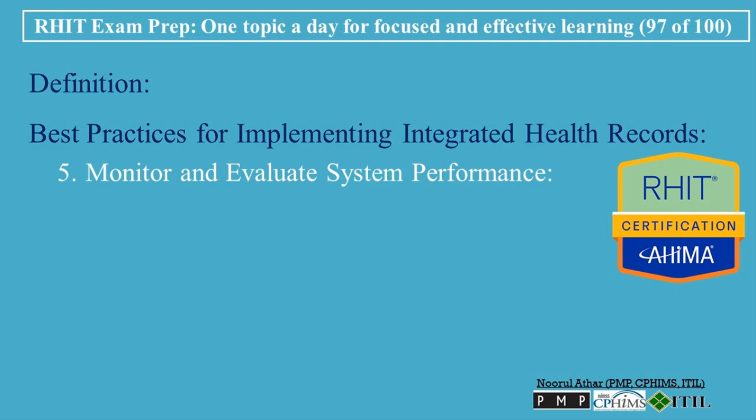5. Monitor and evaluate system performance. After implementing an integrated health record system, organizations should continuously monitor its performance, gather feedback from users, and make improvements as needed. This ensures that the system remains effective and meets the evolving needs of healthcare providers and patients.